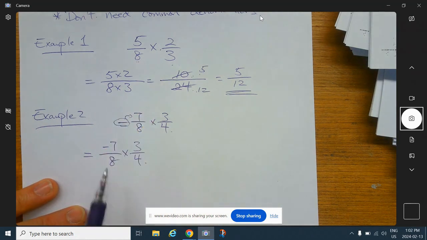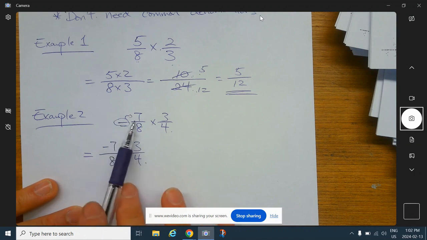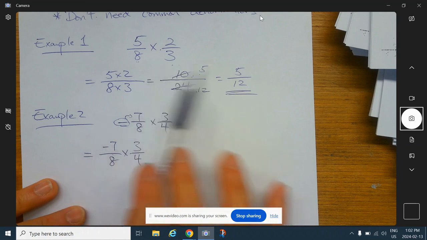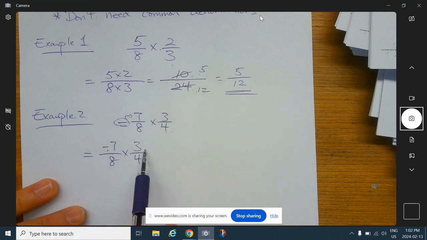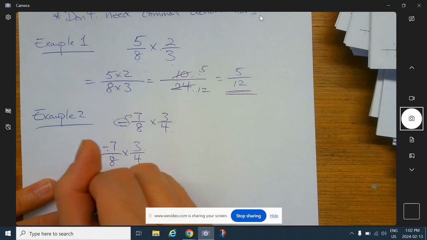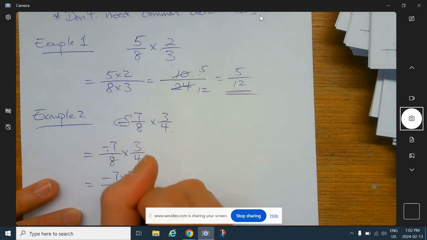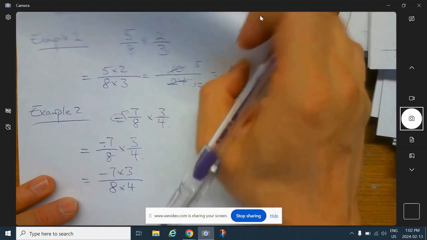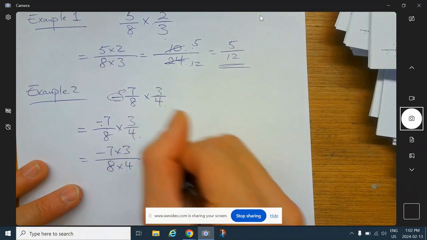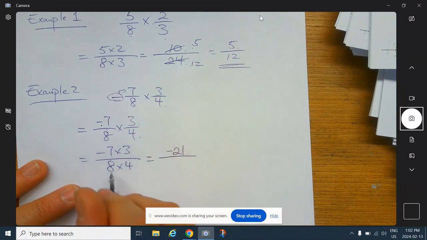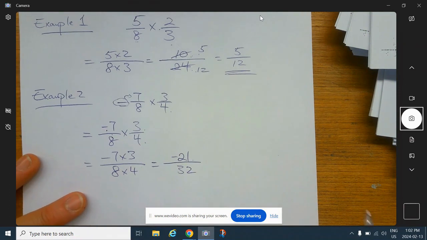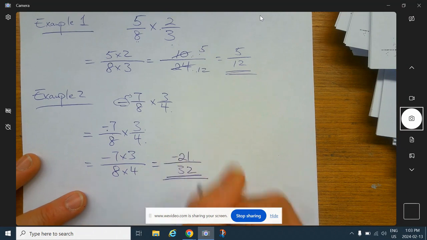If you have a negative fraction, you're probably better off putting it with the numerator first, and then you do the math just like earlier. Your top number times top number, so you have minus 7 times 3, over 8 times 4, bottom number times bottom number. In this case, you have minus 21 over 32. Since both numbers cannot be reduced any further, that would be my final answer.